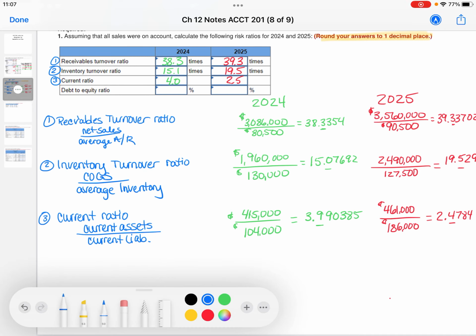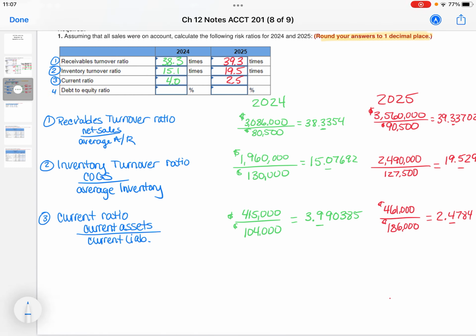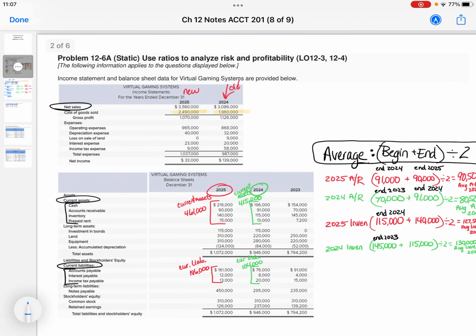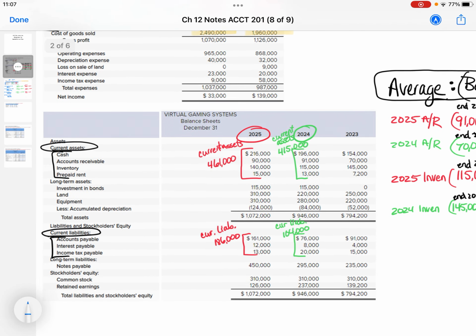Okay, the next one is debt to equity. So the debt to equity ratio is exactly what it sounds like. It's when you take debt, which is total liabilities, and you divide it by your total equity. So total liabilities divided by total equity. And unfortunately, we do have to add these up on our own. So let's go back to that balance sheet and we'll zoom in here.